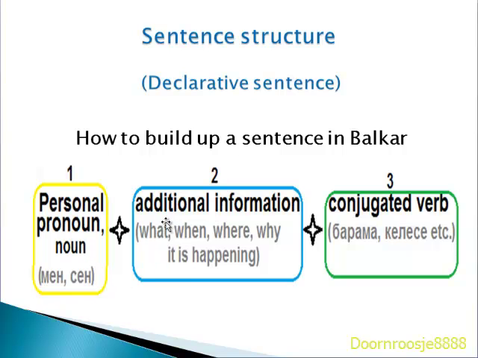Second one is additional information. So it's something answering the question what, when, where, why it is happening, or it can be something related to objective case. So the third one is a conjugated verb, like barama, gelese, and so on.